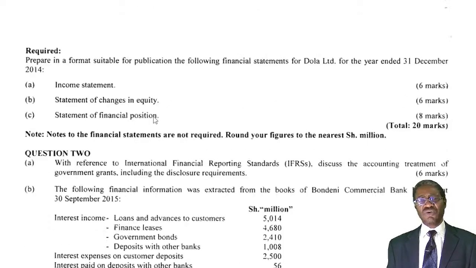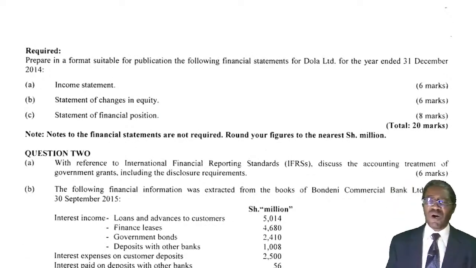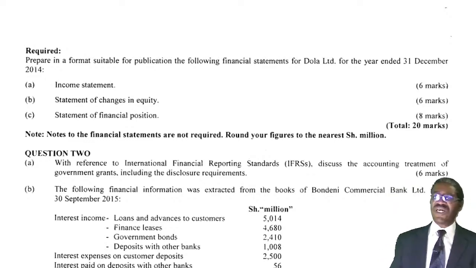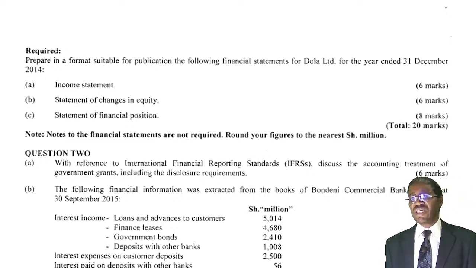Next, they say: required, prepare in a format suitable for publication the following financial statements for Dollar Limited for the year ended 31st December 2014. Number 1, income statement. Number 2, statement of changes in equity. And number 3, statement of financial position. Notes to the financial statements are not required.